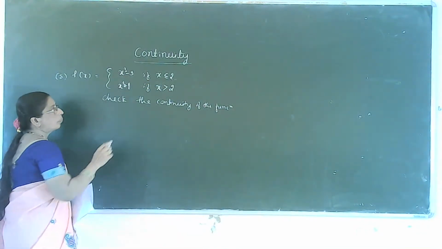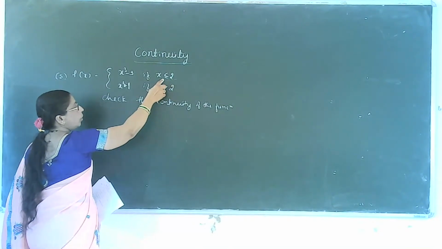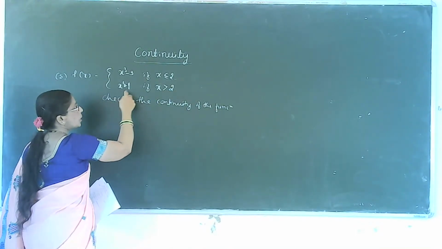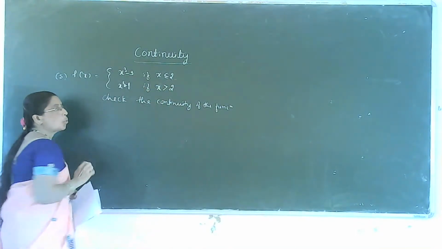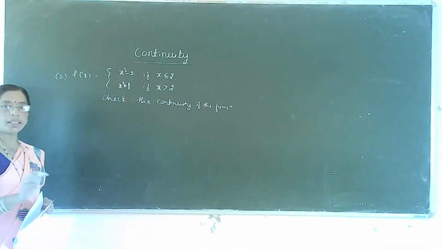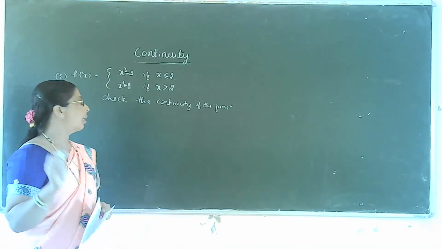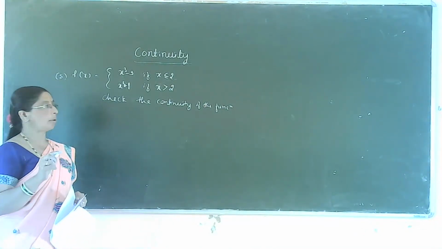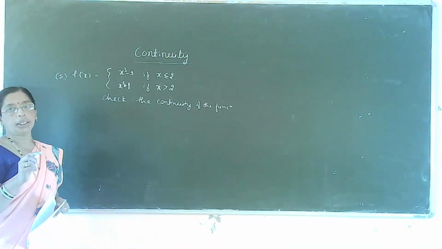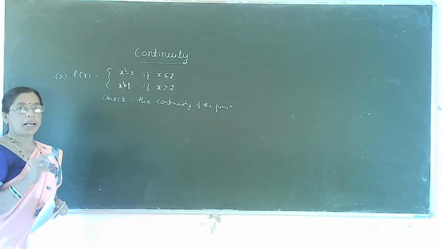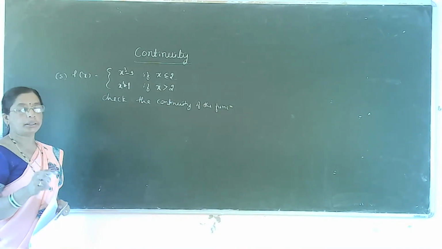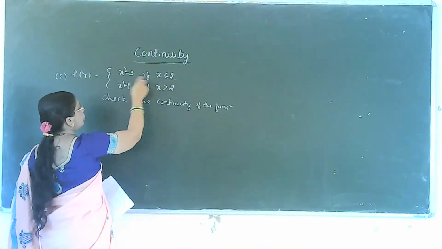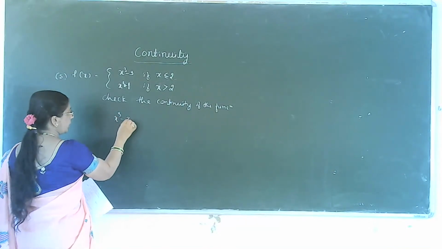Here, the domain of the function: for less than or equal to 2, it's x cube minus 3, and for greater than 2 it's x square plus 1, and at equal to 2 also x cube minus 3. Therefore, the function is defined for all real numbers. Then the domain of the function is R. Then check the continuity of the function for x less than 2, x greater than 2 and x equal to 2. Here for x less than 2, the function is x cube minus 3.